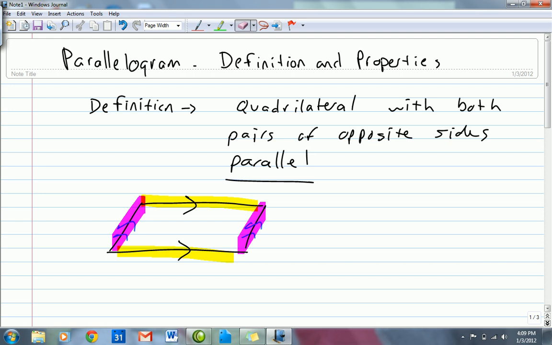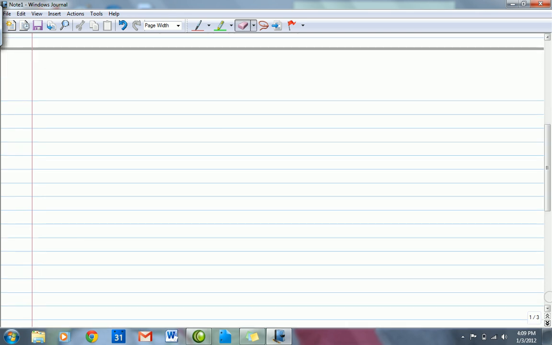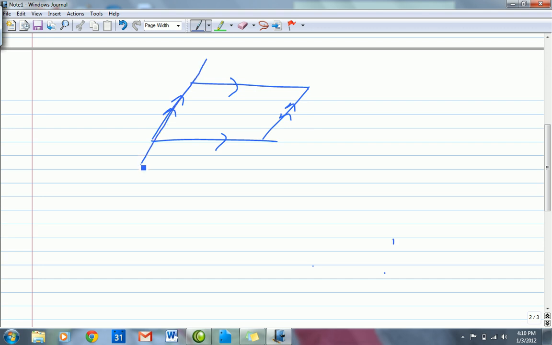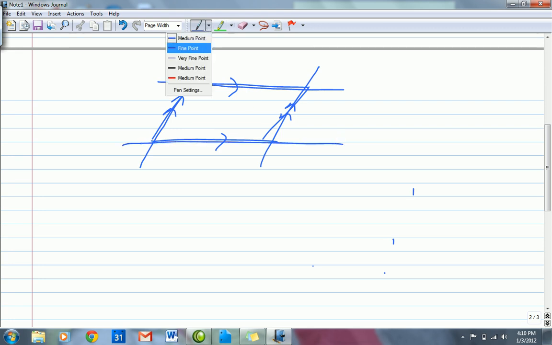Now, based on that definition, we're able to show that some properties follow from that. And here are the first couple of properties, which pertain to the angles of a parallelogram. So by definition, we're going to set up this parallelogram with two pairs of opposing parallel sides. What I'm going to do for this purpose is extend all these parallel lines, and we're going to work with the angles. So I'm going to give these angles some numbers. I'm going to call this angle 1 here.